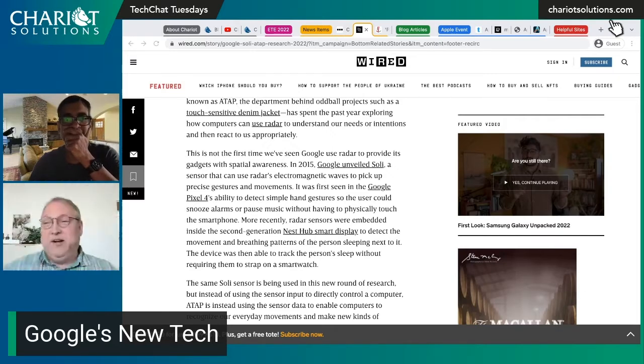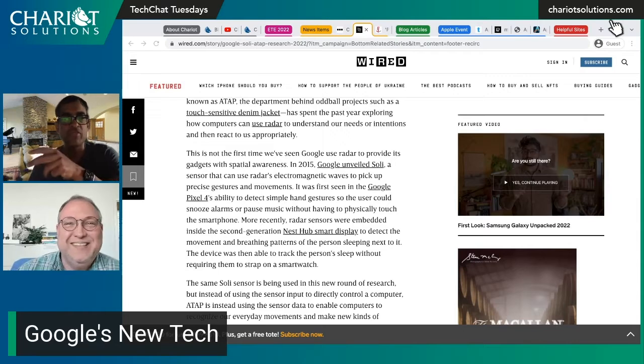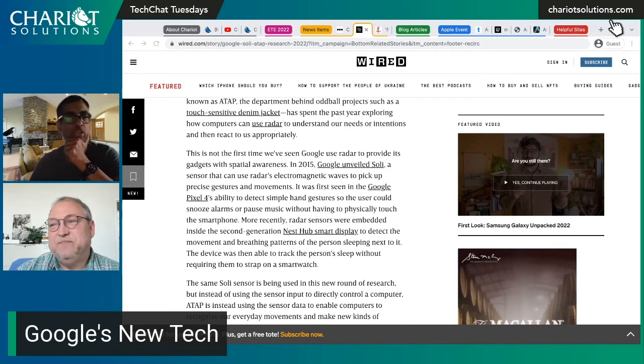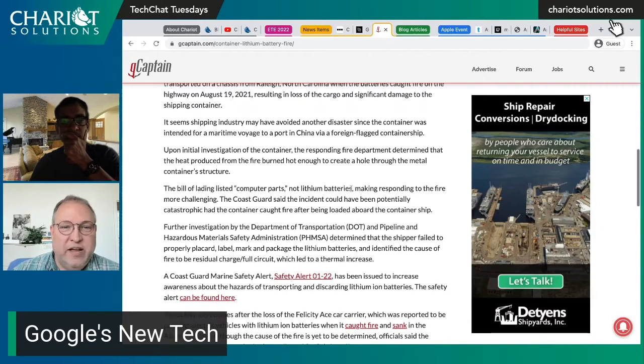Oh, Dad, look. Yeah. So they're using the same sensor in this research that they were prototyping and researching with the Pixel 4, the Soli sensor. Interested in looking into that more. Interesting. Cool. All right. Here's one that's a little yikes.